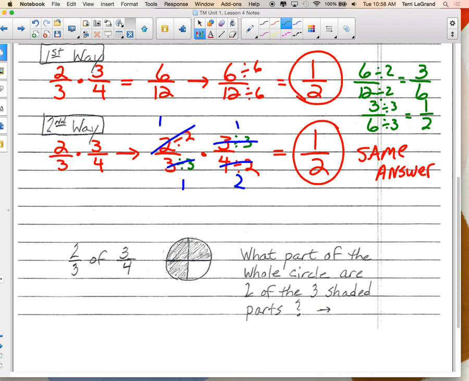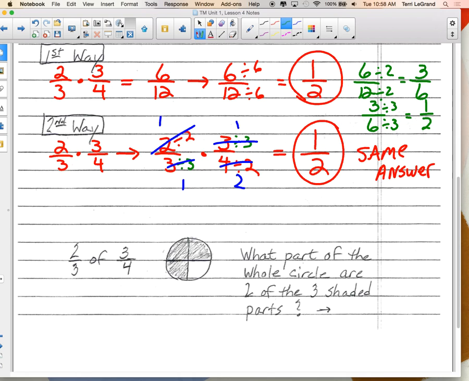Remember, we simplified first. Did you get to simplify by just dividing by one number, both up and down? What'd you have to do? You had to do it with 2 different numbers, didn't you? Yeah. So we could divide up and down by 2, and we could divide up and down by 3. So there were 2 division problems going on to help us simplify before we multiply.